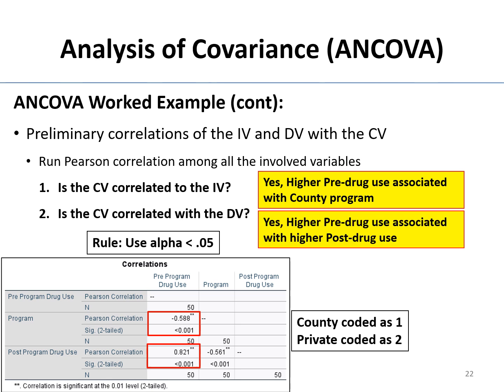So this tells us basically that yes, those who have higher pre or baseline drug use tend to have higher subsequent drug use, which is a complicated way of saying our covariate is related to our dependent variable. So this is a potential confounder.